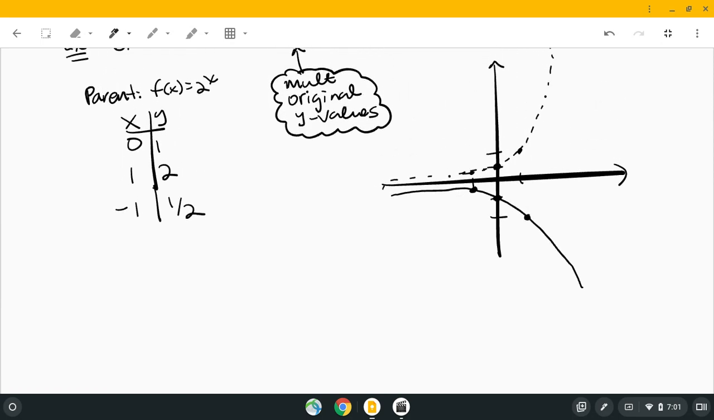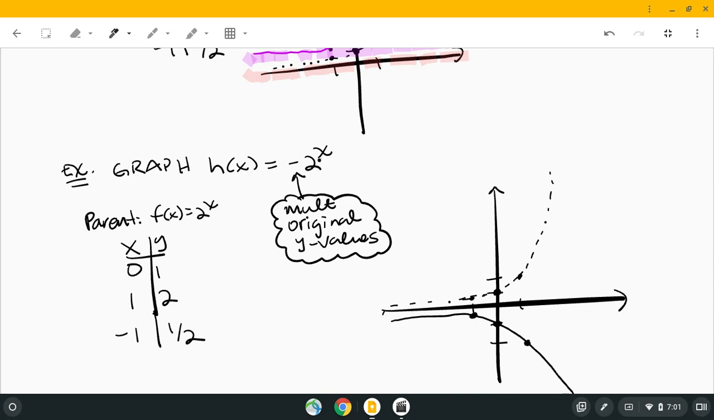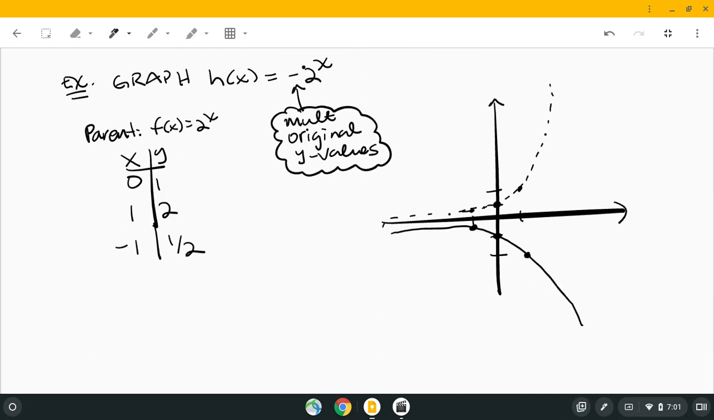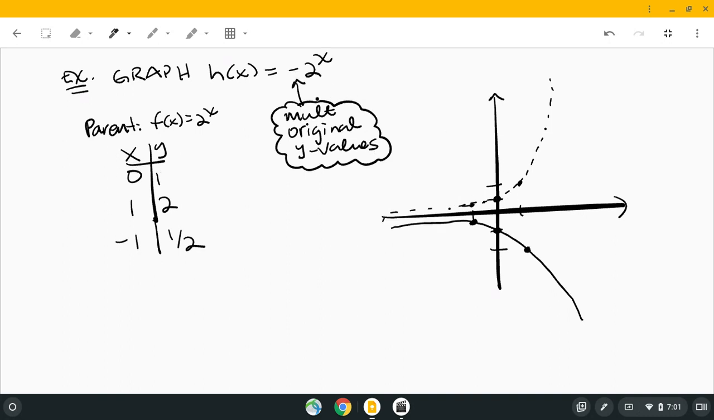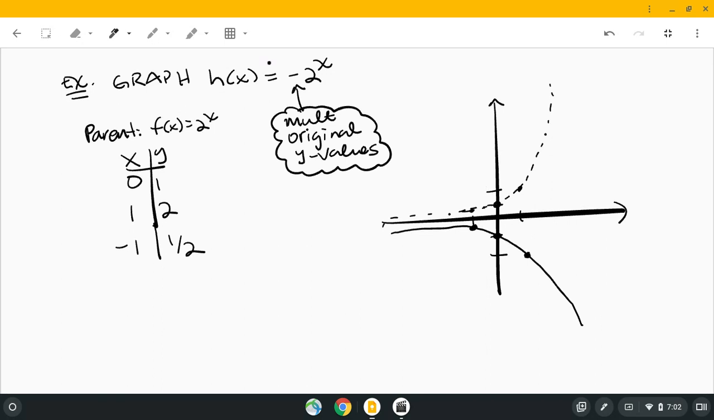To me, sometimes when it's written like this, it's almost more work to do it this method. I think I would just go ahead and make a table for this one, instead of making a table for the parent function and then doing this here. Okay, it'll be up to you. I think understanding it will be helpful when they ask you in the homework questions, what happens to this graph when you do this? Then you have to say, oh, you get a reflection over the x-axis.